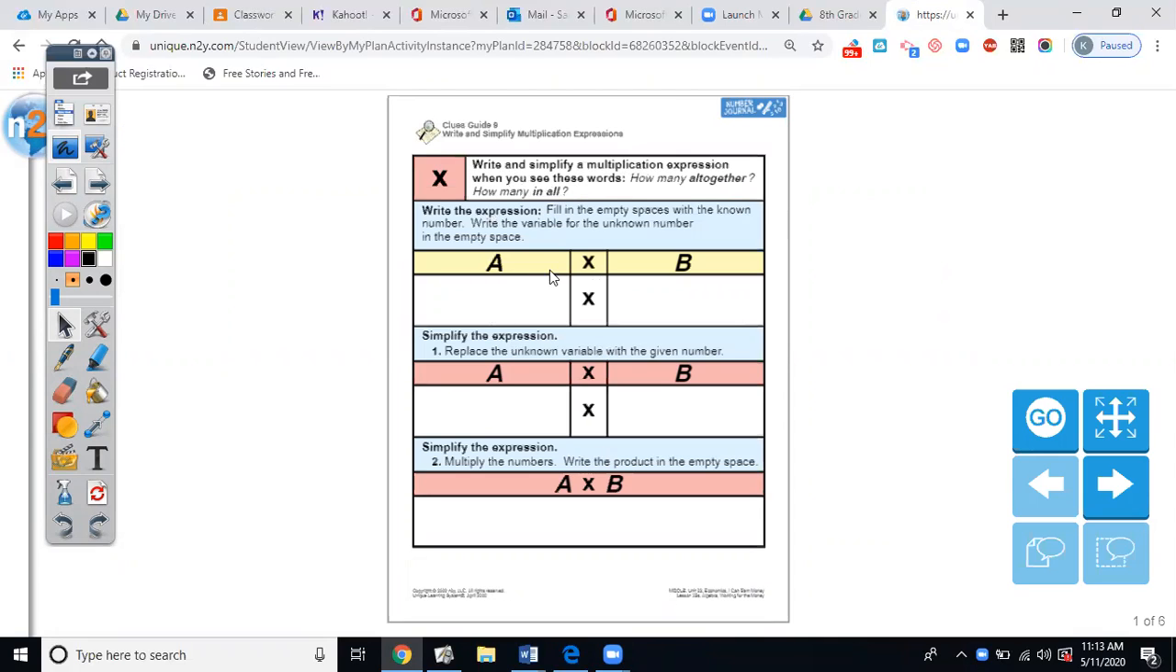So this is the example of how you're going to set up your multiplication algebra problem. So it's A times B. Basically, A and B stand for numbers that we don't know yet. As soon as we find out the numbers, we'll plug in those numbers for A and B and then work our problem. So the finished problem is going to look like this: A times B.